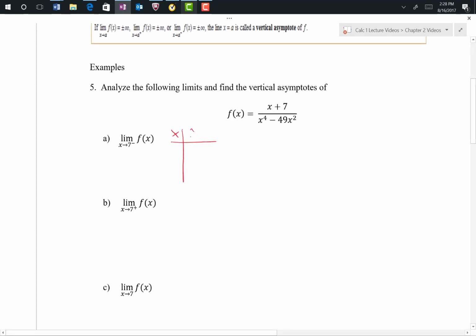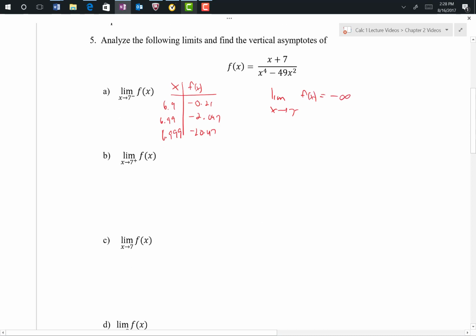So if we look at a chart and pick values to the left of 7, like 6.9, 6.99, 6.999, we see that the values are going off towards negative infinity. So the limit as x approaches 7 from the left equals negative infinity.